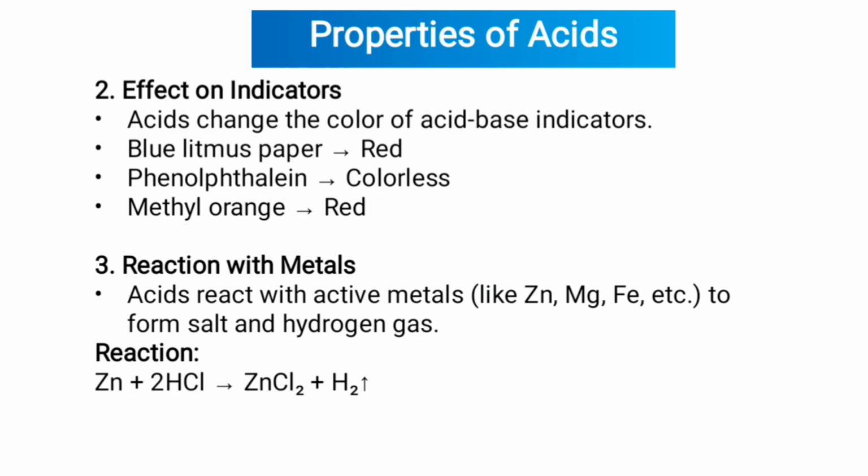The second property is effect on indicators. Acids change the color of acid-base indicators: blue litmus paper to red, phenolphthalein to colorless, methyl orange to red.